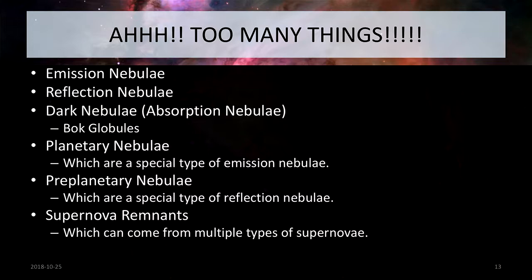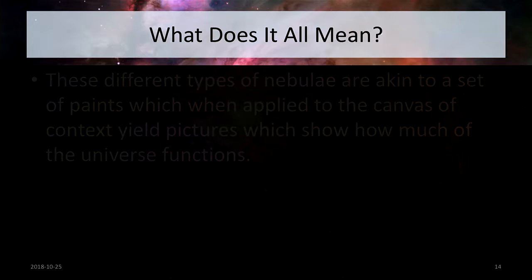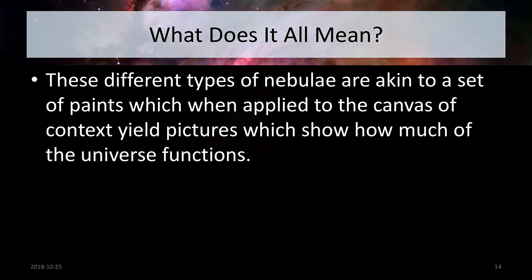We need to actually put this in some context, and to do that, it's worth asking, what does it all mean? Well, think about it this way. You can think of these different types of nebulae as really akin to different paints that, when applied to the canvas of context, can really give us pictures which describe how the universe functions. That is why it's worth going through and having this whole spread of different nebulae to talk about and try to understand. So let's try and put it in some context.